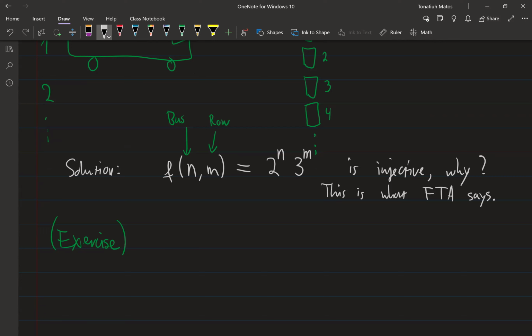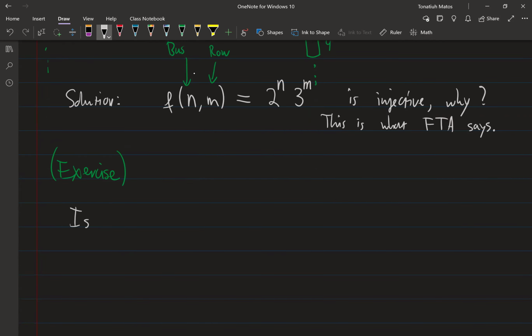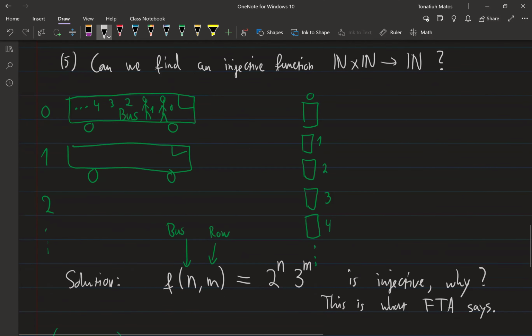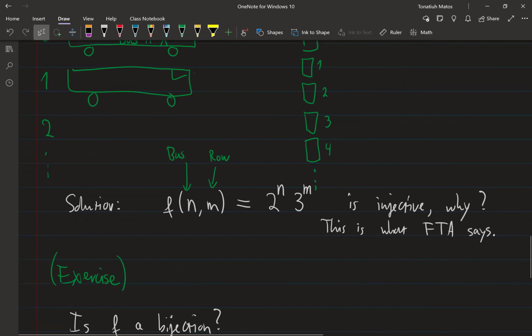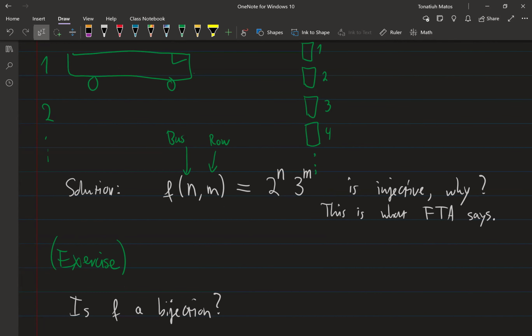Quick question. So this function is injective because of the fundamental theorem. Is this function a bijection? Maybe I can add this. Is this a bijection? Why do I want a bijection? I don't need one, right? I just want to show that this is countable, so I don't really need a bijection for that. But wouldn't it be nice if I have something like that, because that would be a stronger statement.